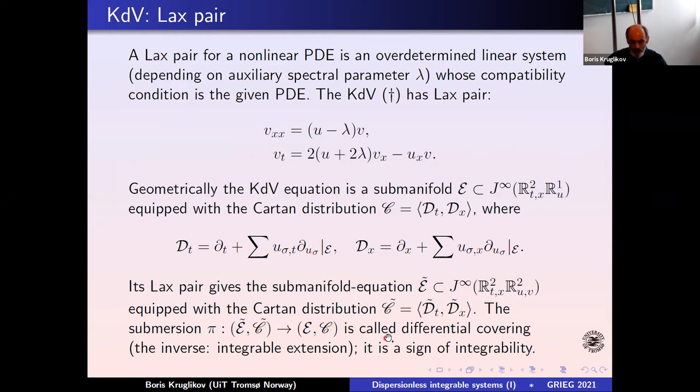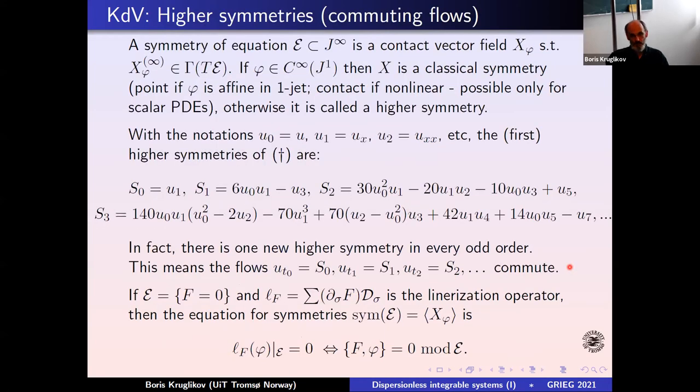Whenever we have such a covering, it's usually a sign of integrability, right? So that Lax pair is one of the primary signs of integrability. Another sign is symmetry. Symmetry of an equation is a contact vector field such that its prolongation is tangent to the equation. Okay, so we usually take a vector field. Contact means that it just preserves the Cartan distribution of the equation. And these are always lifts from J0 from J1.